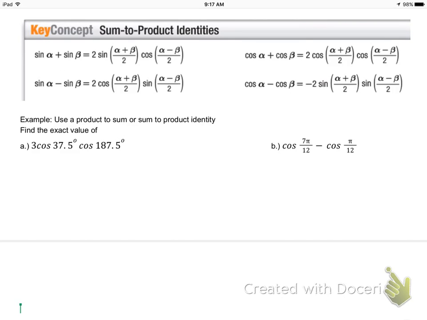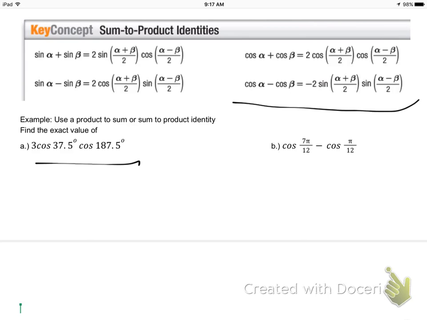The last group is going the other way. What if I have a sum of trig functions? Can I make them multiplied? And the answer is yes, yes you can, as long as we are following the rules. Now I'm going to skip over the first one. This first one, because the directions say use the product to sum or sum to product, this one's a product, so therefore go to the product to sum, which is the last problems that we did. This time we have numbers and you actually find exact answers. So we'll do part B.